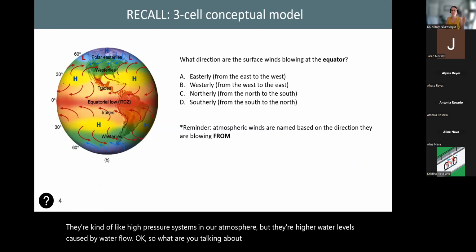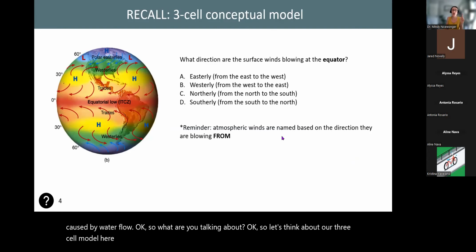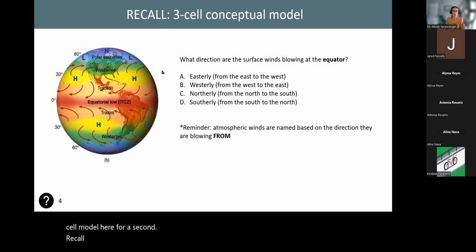Okay, so let's think about our three-cell model here for a second. Recall our three-cell model. At the equator, what direction are our surface winds blowing at the equator?